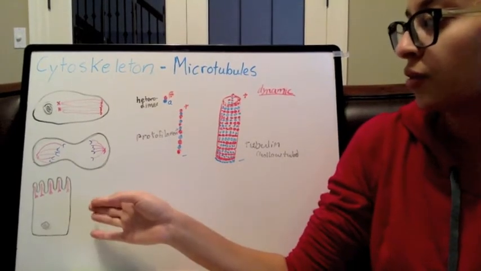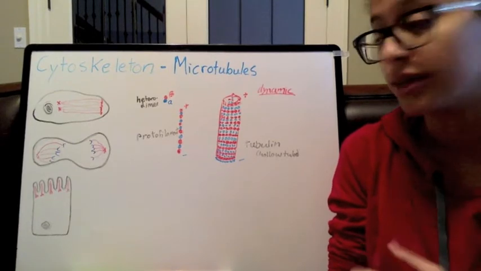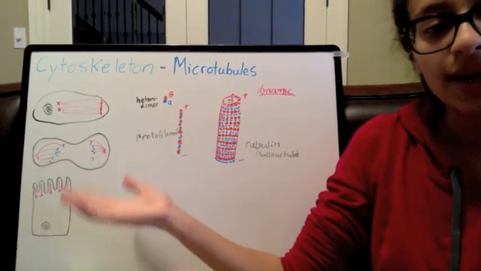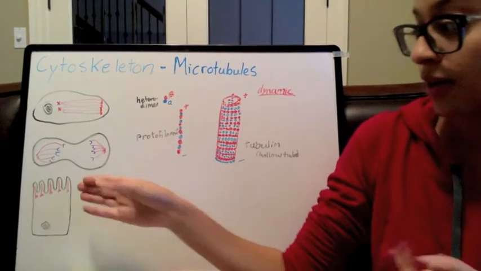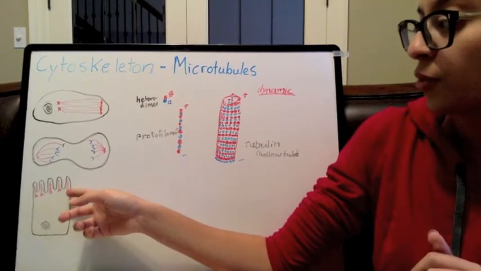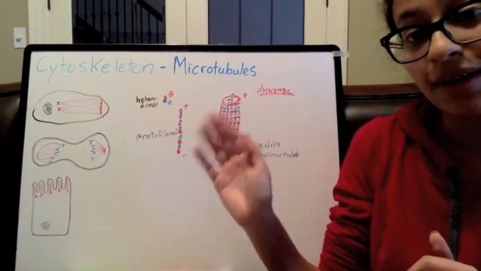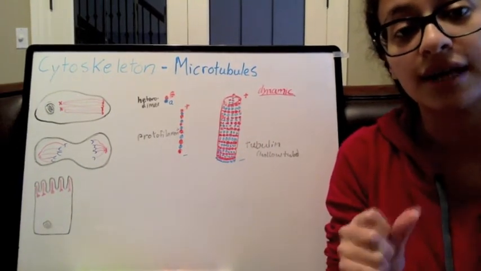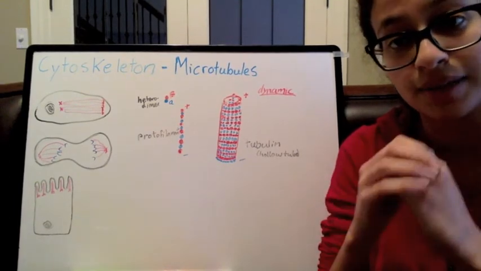But then a more permanent form of microtubules would be found in epithelial cells, or really any cell that has cilia or flagella. So I drew cilia over here. These are the more permanent type, and they're giving the structure to that ciliated part. Microtubules are anchored in an organizing center, which is pretty much where they start off. That minus end has to be somewhere.